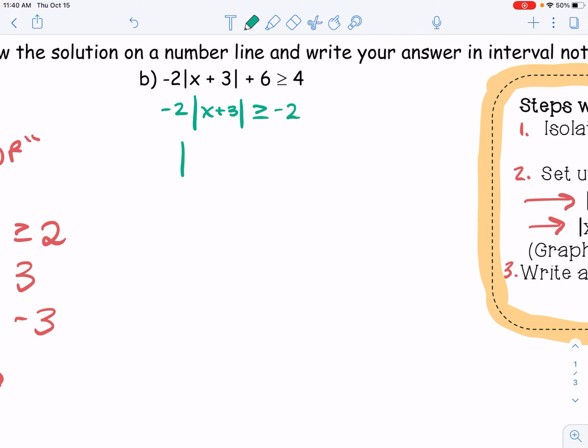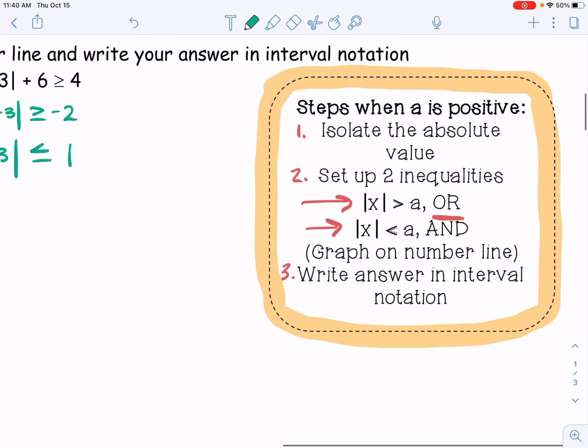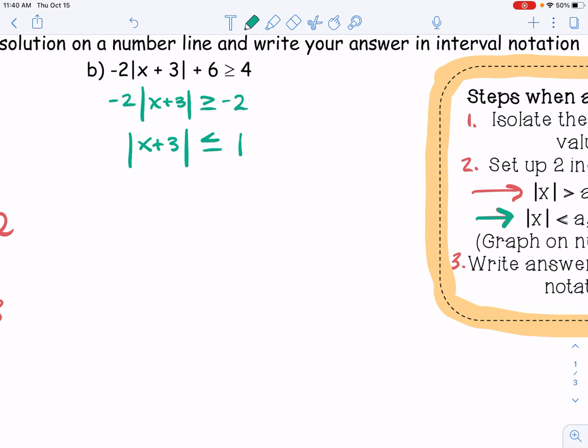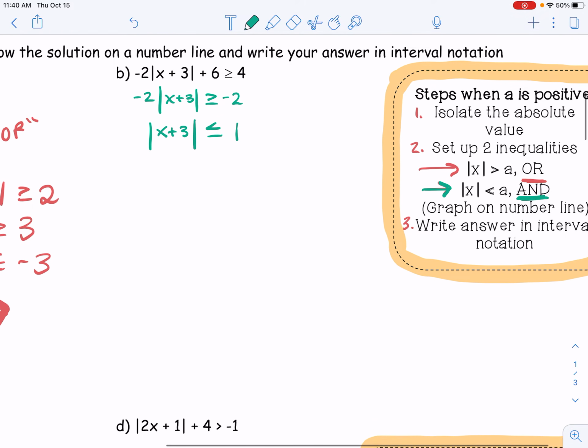So dividing by the -2 leaves me with the absolute value of x plus 3 is less than or equal to a +1. I want to stop right here and reflect, because my absolute value is now isolated. I have an absolute value less than or equal to 1. That's this scenario here: an absolute value is less than a positive number. So it's going to be an and statement. You'll see that once we continue to solve this problem and graph it on our number line.